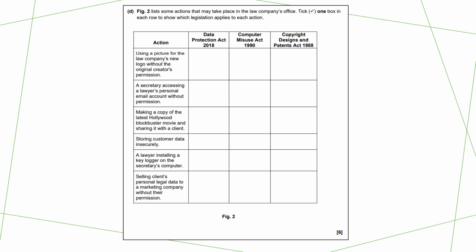So this is a 6-mark question, and it's really quite simple if you know those 3 laws. So take your time, really think about which one you're going to put a tick in before you do it, and then tick the boxes when you are ready.